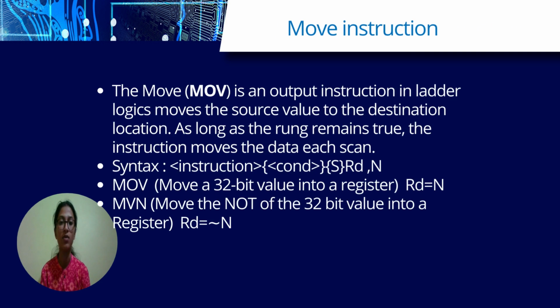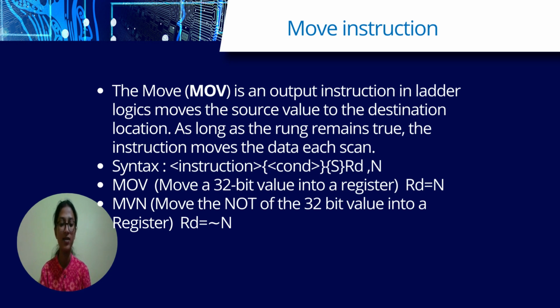The first one is the move instruction. The move is an output instruction in ladder logic, which moves the source value to the destination location. As long as the rung remains true, the instruction moves the data each scan. The syntax used for move instructions carries the instruction, condition, and S as a condition flag, Rd as the destination register, and N as the source. The move instruction copies N into a destination register Rd, where N is a register or an immediate value.